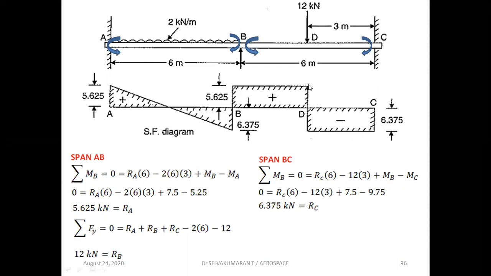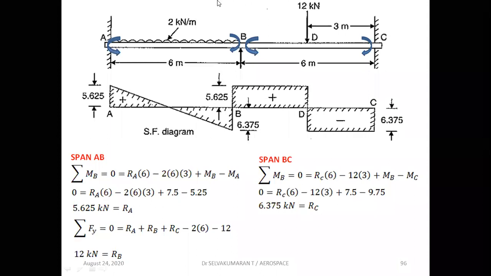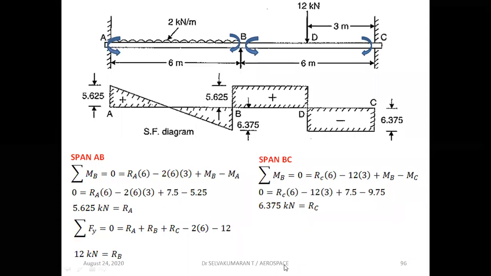Once I reach D, 12 is acting downward, minus. So 5.625 minus 12 will be minus 6.375. Between DC, no loads, shear force remains constant, minus 6.375. Once I reach the point C, at C, RC is acting upward. So minus 6.375 plus 6.375 is 0. Complete the diagram. Now the shear force diagram is completed. Thank you.